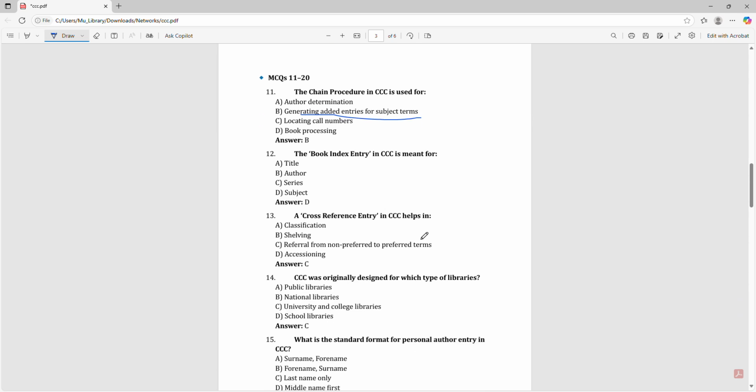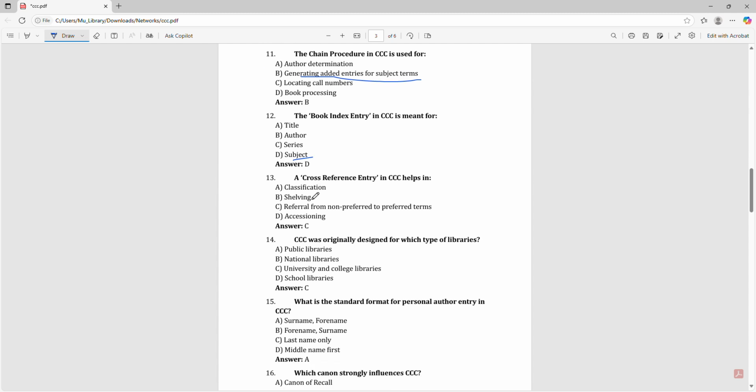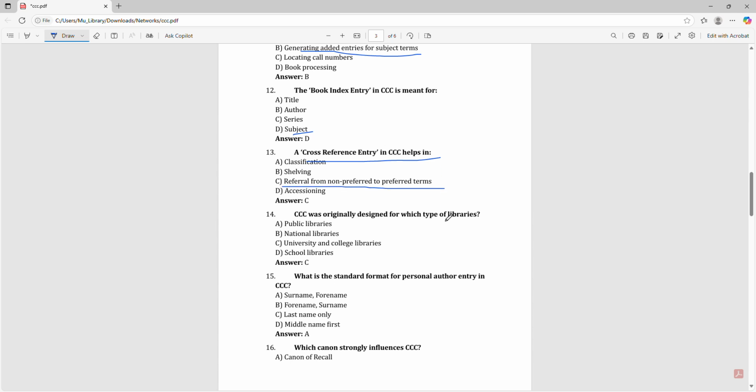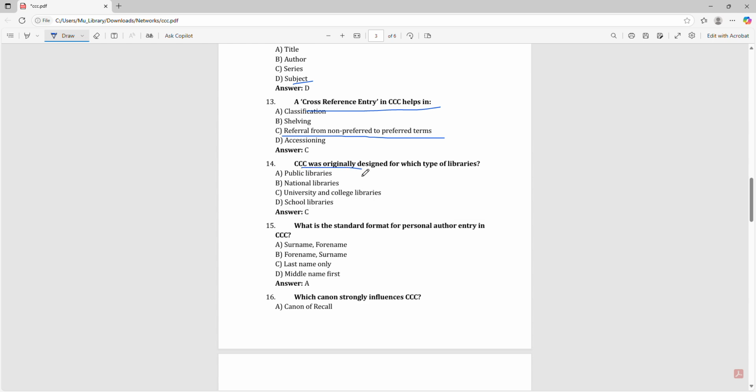The book index entry in Triple C is meant for the subject. Cross reference entry in Triple C helps in referral from non-preferred to preferred terms. Triple C was originally designed for which type of libraries? That is university and college library.